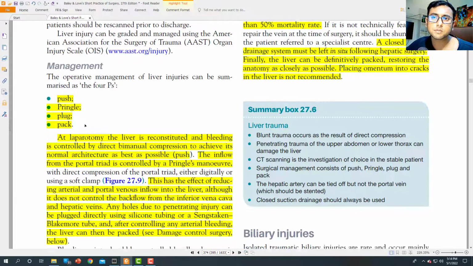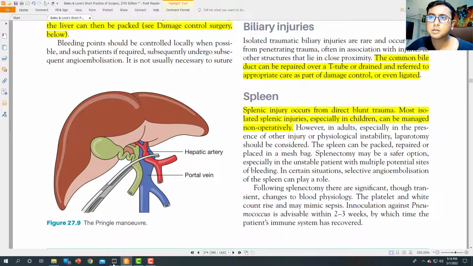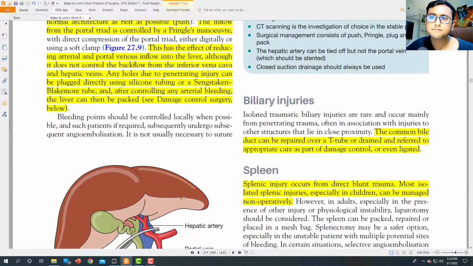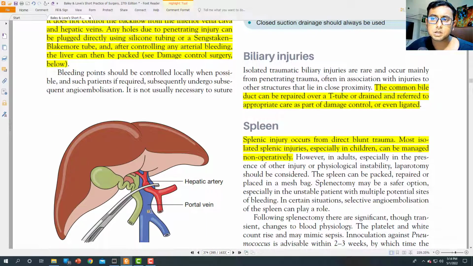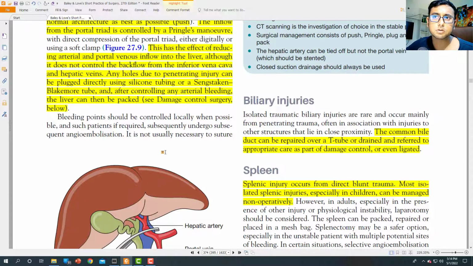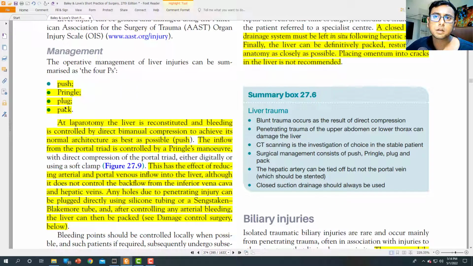So here is the Pringle's maneuver. You can see here this is blocking the three vital structures. This is called the Pringle maneuver. You must know the mechanism, because by this the 80% supply coming from the portal vein is blocked. In that case, chances of bleeding will also reduce. So: push, Pringle, plug, and pack. This is the management plan or principles of management.